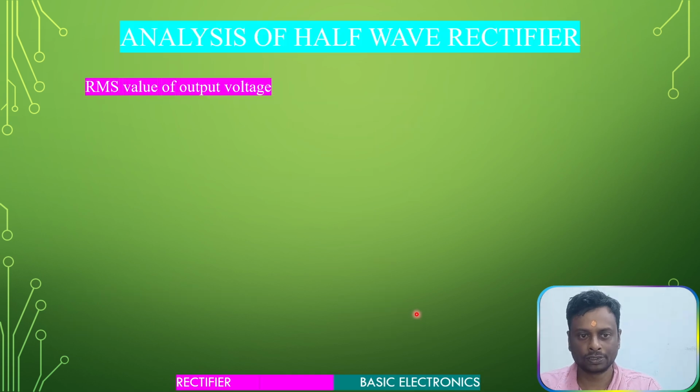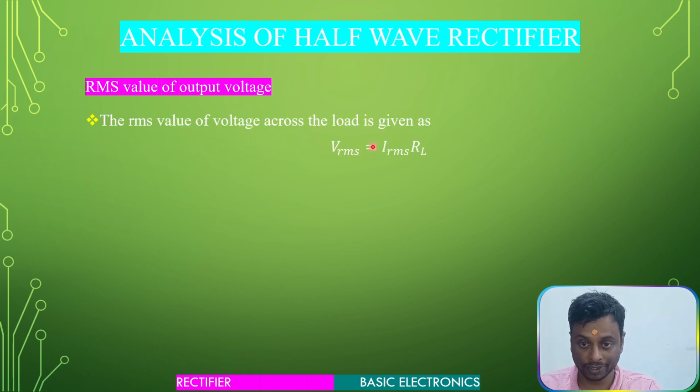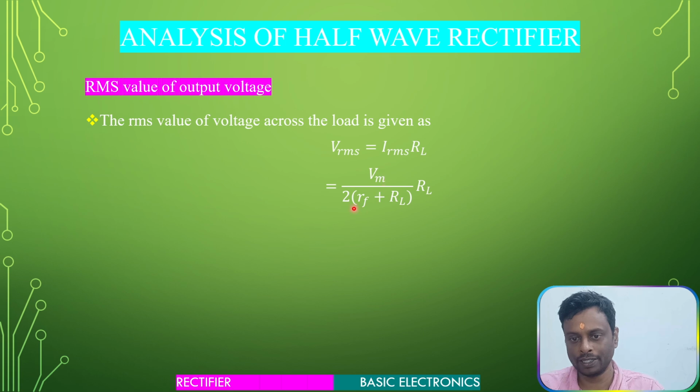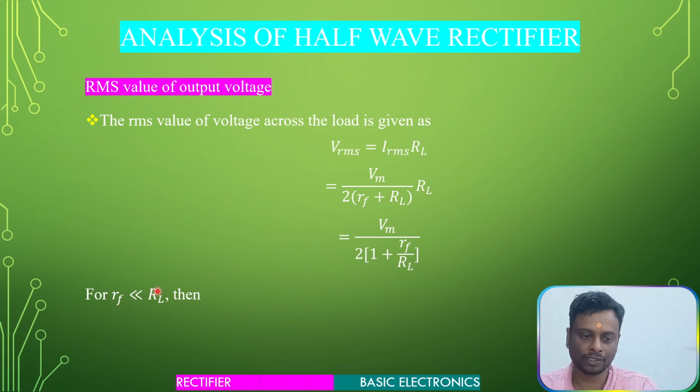The last one is the RMS value of the output voltage, defined as VRMS equal to IRMS into RL. So IRMS equals Vm by 2 into Rf plus Rl, times RL. We can get Vm by 2 into 1 plus Rf by RL, dividing by RL. Rf is the diode resistance and RL is the load resistance, which is much larger than Rf. So VRMS equals Vm by 2.